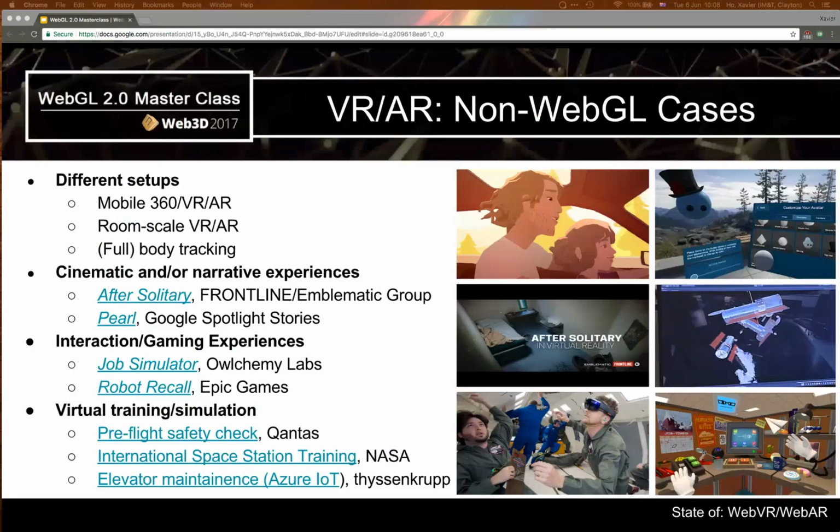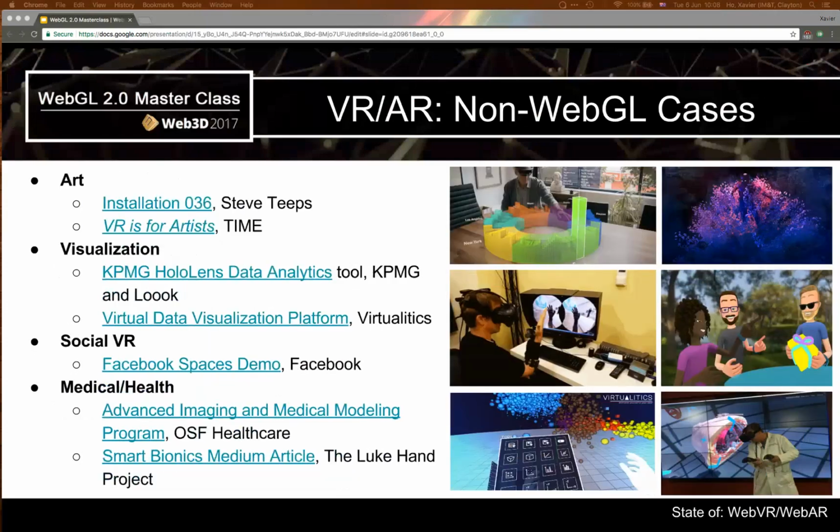Some other cases as well, if we go to the next slide, showcase art being done in WebVR or VR. So Steve Teeps is an artist in Oakland. He does a lot of installations using Oculus Medium and Tilt Brush, and if you see the top right picture, that's one of his works. Time also did a showcase on how VR is utilized for art by artists, and they take very different artists who haven't utilized VR before and allow them to play in the space.